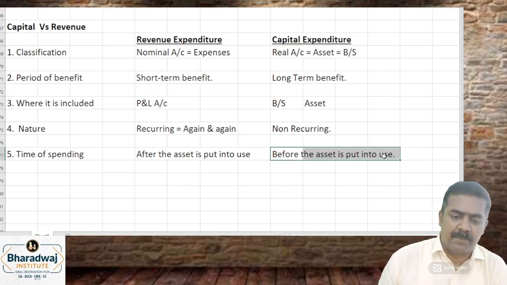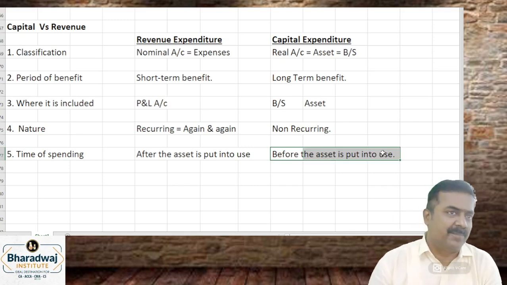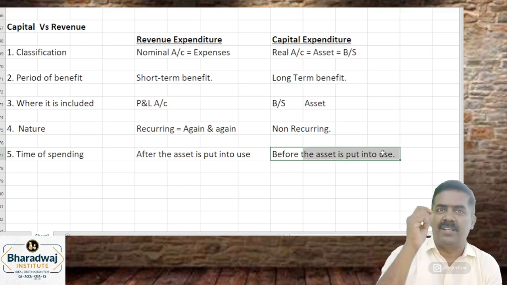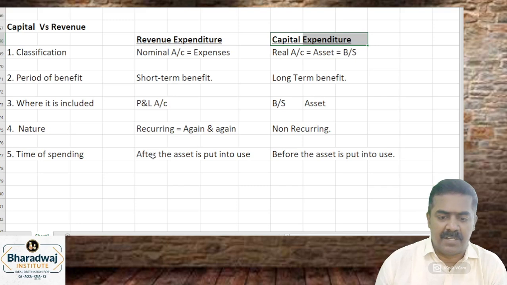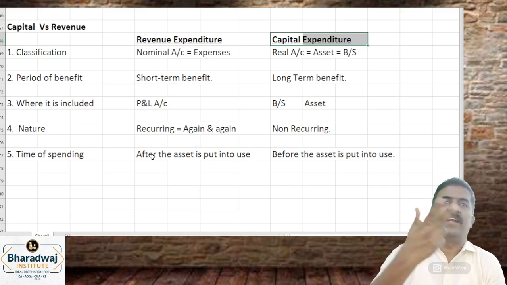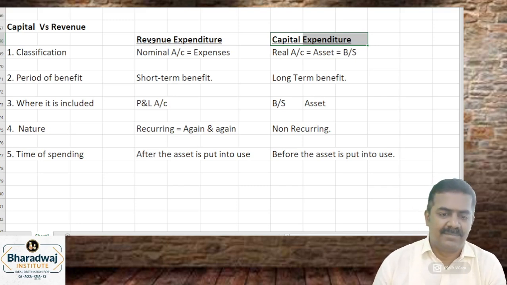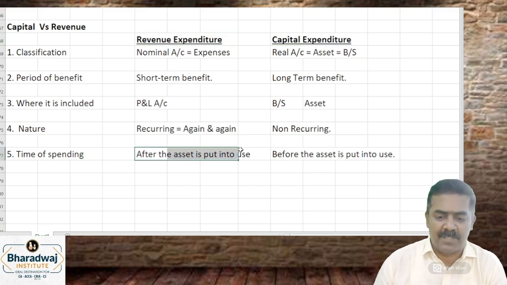Capital expenditure. For example, we are whitewashing the building for the first time. Painting the building for the first time. It will be called as which expenditure? Capital expenditure. After 2 years, we repaint the building. It will be a revenue expenditure.